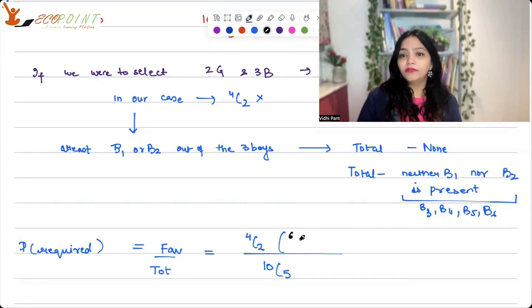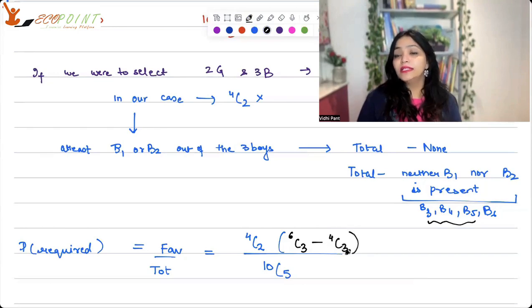Total ways of selecting 3 boys out of 6 is 6C3. So these are the total cases minus. We don't want the cases where you are only selecting out of B3, B4, B5, B6. How many cases are there? That is 4C3. What will these cases be? That all three are selected from these four. That number of cases will be 4C3. So these cases should not be there.